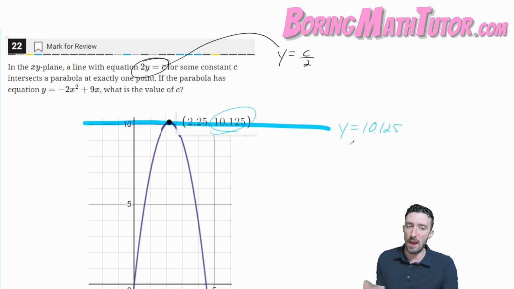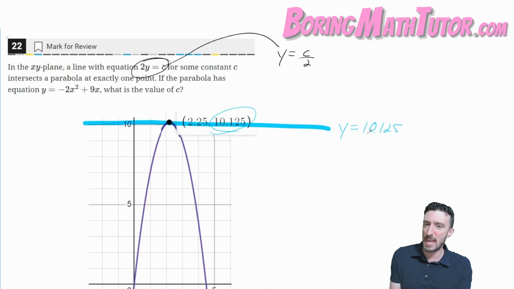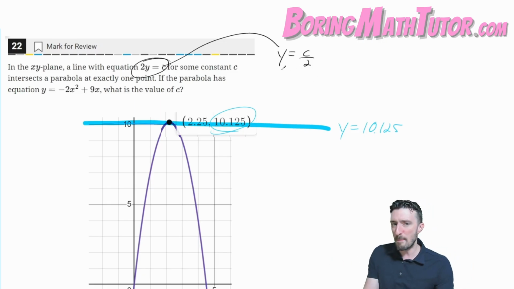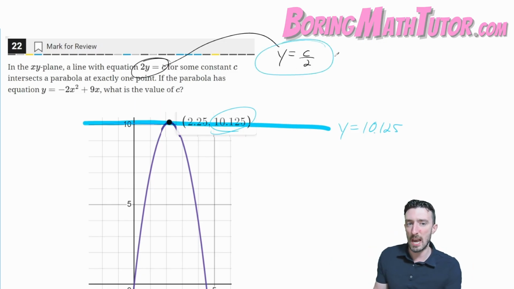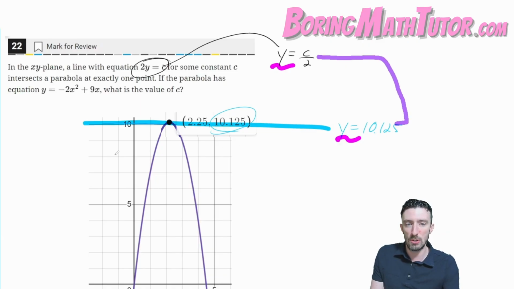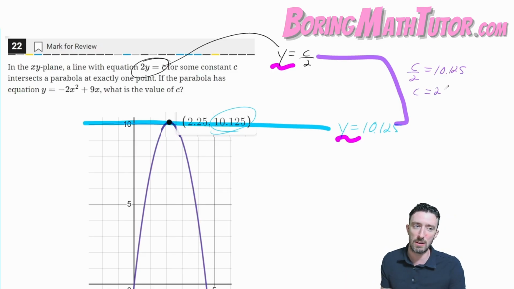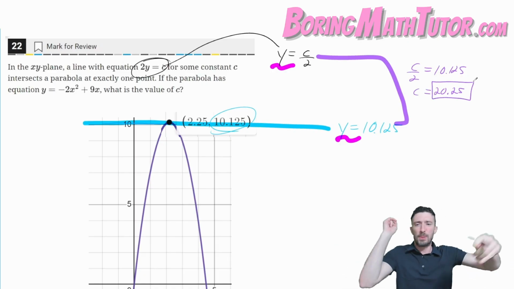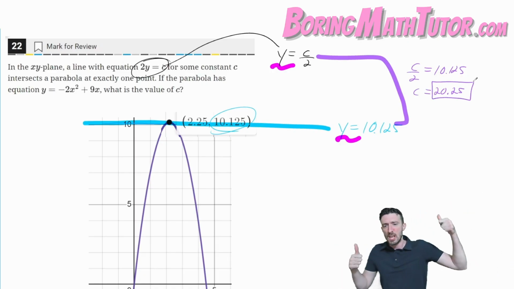Okay, so now that we know it's supposed to be y equals that, we got to match that up with the equation that we got that was also in y equals form. So because they're both equal to y, that means I can set these two things equal to each other. So that means c over 2 equals 10 point something. And now I want to multiply by 2 here, and that'll get me 20.25. And we have completed the first section.